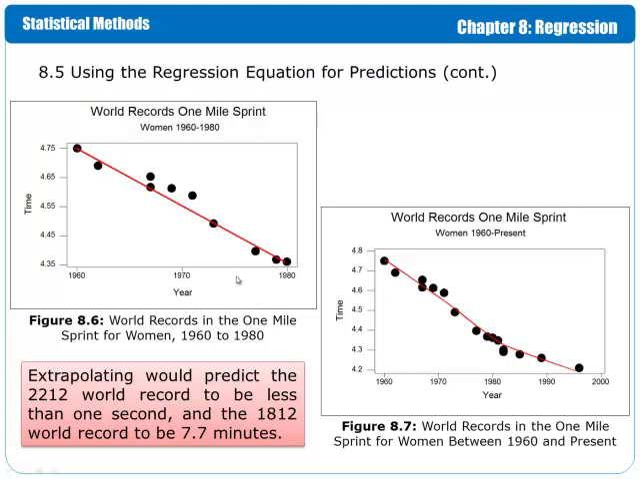Consider these graphs of the world record 1-mile sprint for women. If you look at the 1960s to the 1980s, the records fit this very nice linear pattern.